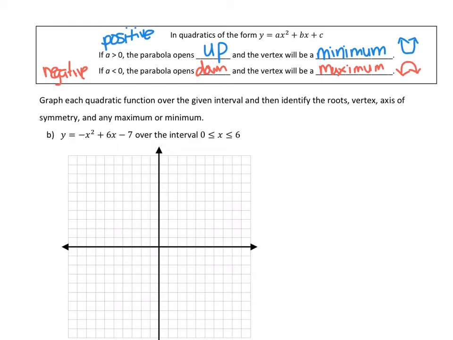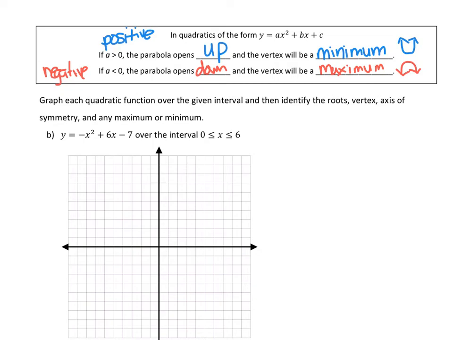Graph each quadratic function over the given interval, and then identify the roots, vertex, axis of symmetry, and any maximum or minimum value. So what I want you to realize is your vertex is going to be the maximum or minimum value. It depends on whether or not your parabola opens up or opens down. Okay, so you just have to identify the vertex as a max or min.